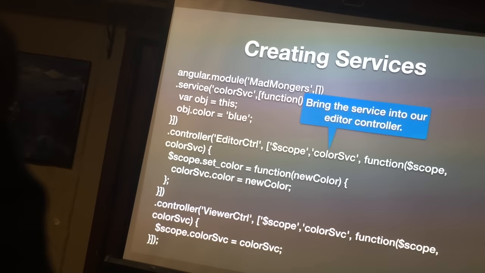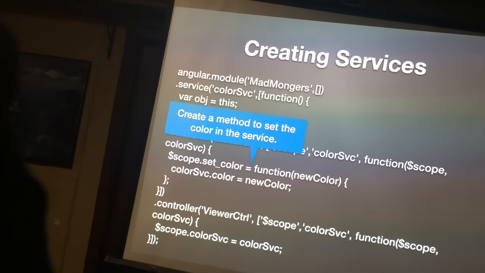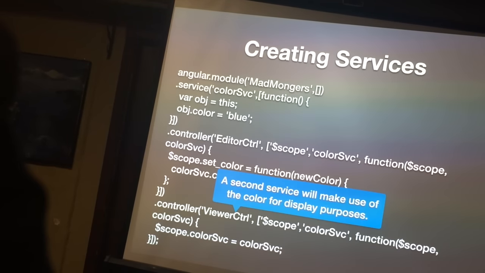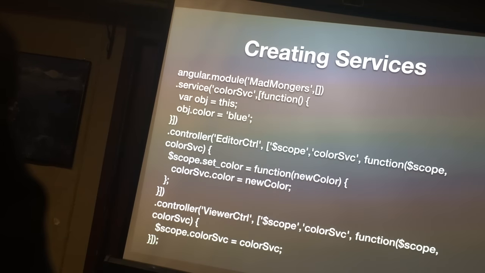We're going to import the color service into our editor controller, and then we're going to create a subroutine that is going to allow us to set the color in that service. Okay, and then in the viewer controller, we're going to import the color service again, so that we can now share that data between these two controllers.